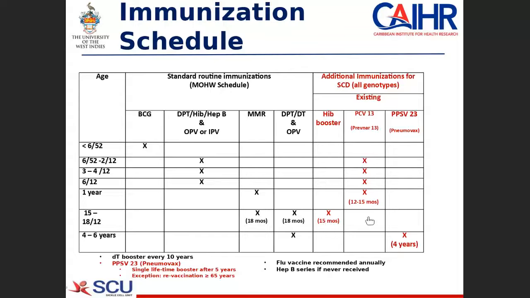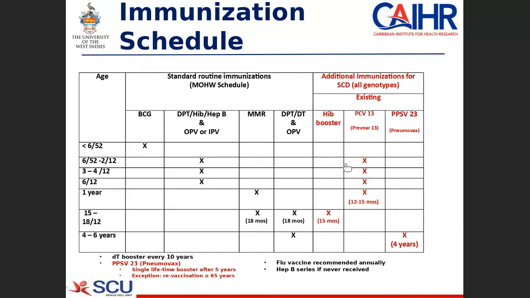So all patients who have sickle cell disease must get a Hib booster at the age of 15 to 18 months. They must also get 3 doses of Prevnar 13, which is a pneumococcal conjugate vaccine, before the age of 1. And then they get a booster dose at age 12 to 15 months. And then they get their Pneumovax, which is a polysaccharide vaccine, at the age of 4 years. And then they get a lifetime booster after 5 years.